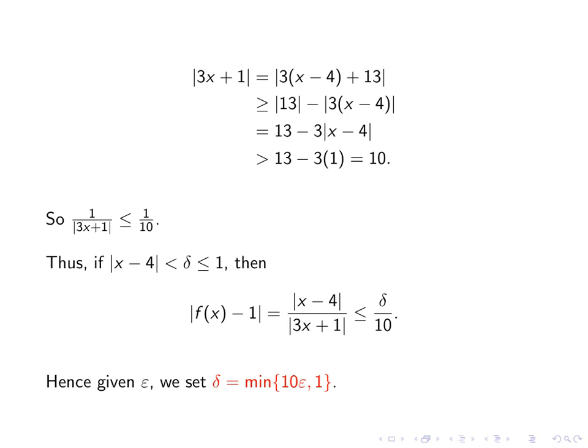So in our proof, we're going to set delta to be the minimum of 10 epsilon and 1. If delta is 10 epsilon, then this becomes epsilon. And now we're ready for the proof. See if you can put it all together before you go on to the next slide. Just take a second.